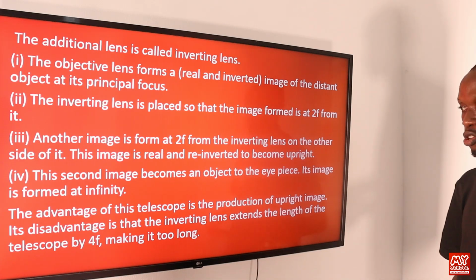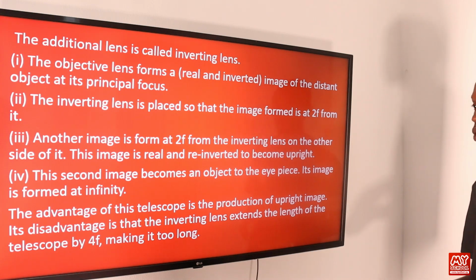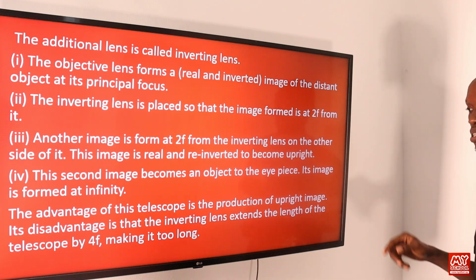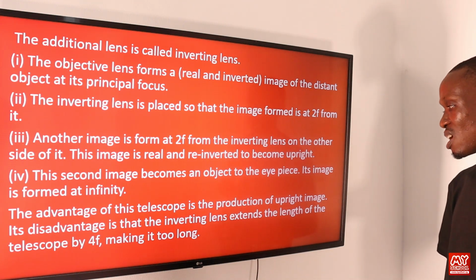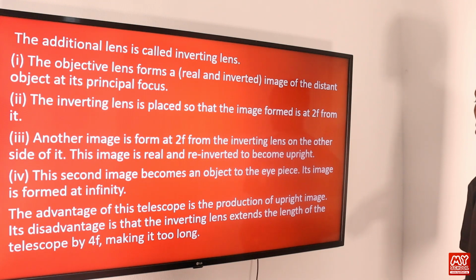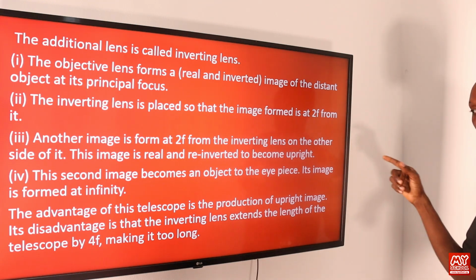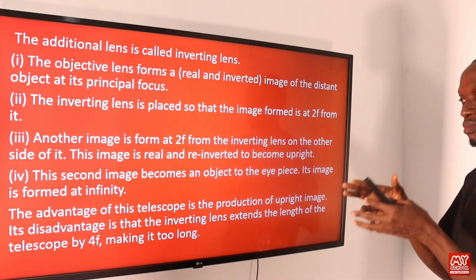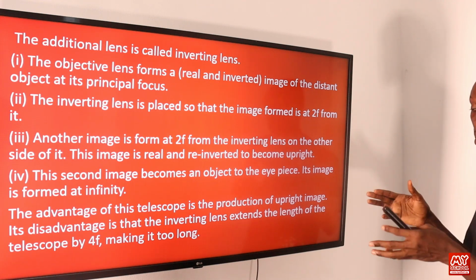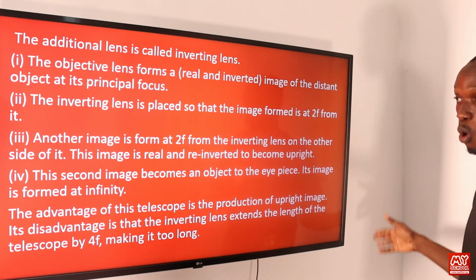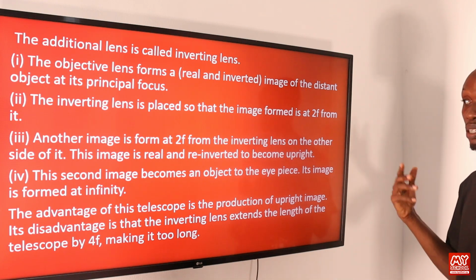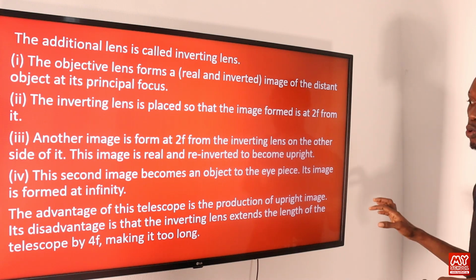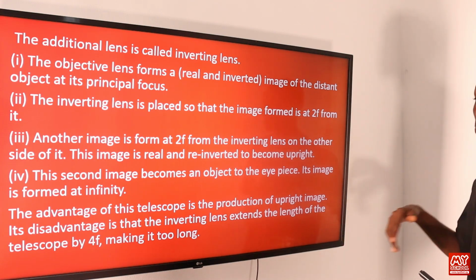Now, one of the advantages of this telescope is the production of an upright image, but it also has a disadvantage. That disadvantage is that the inverting lens extends the length of the telescope by 4 times the focal length, making it too long. So the disadvantage is that this terrestrial telescope is very long. But apart from that, it's a very good telescope in the sense that it produces an upright image.